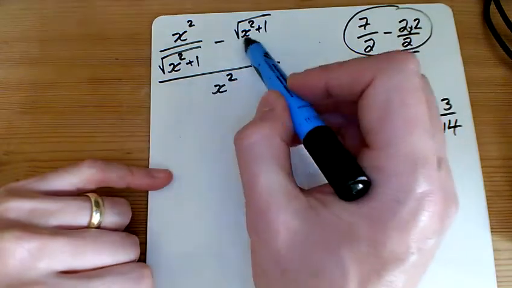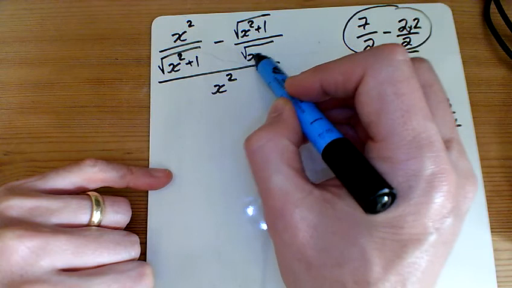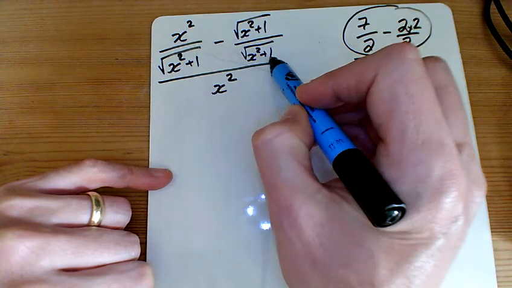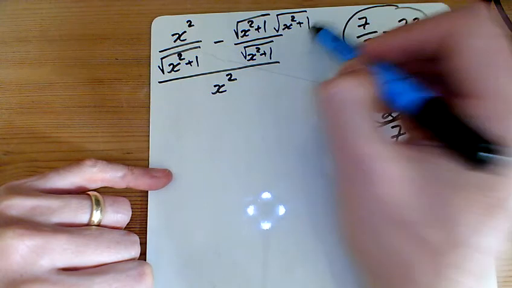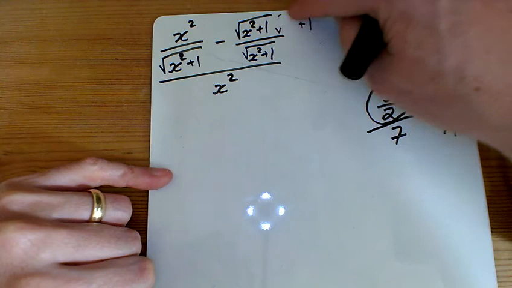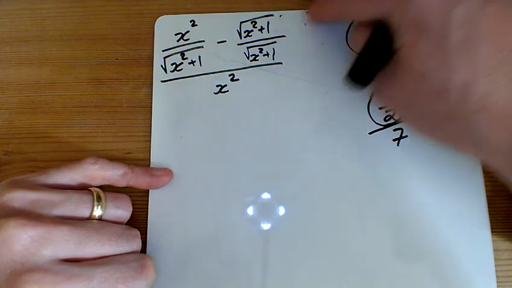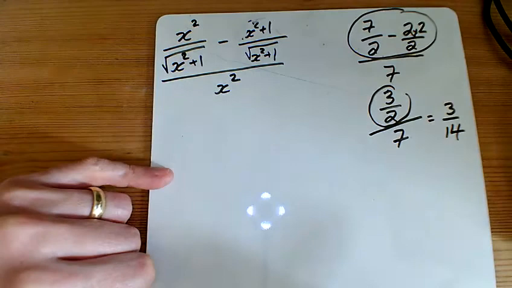But what I'm going to do is put this over the square root of x squared add 1. And so that means I need to times the top here by another x squared add 1. And I've got 2 square roots here. So actually the square root of x squared add 1 times the square root of x squared add 1 is just x squared add 1.